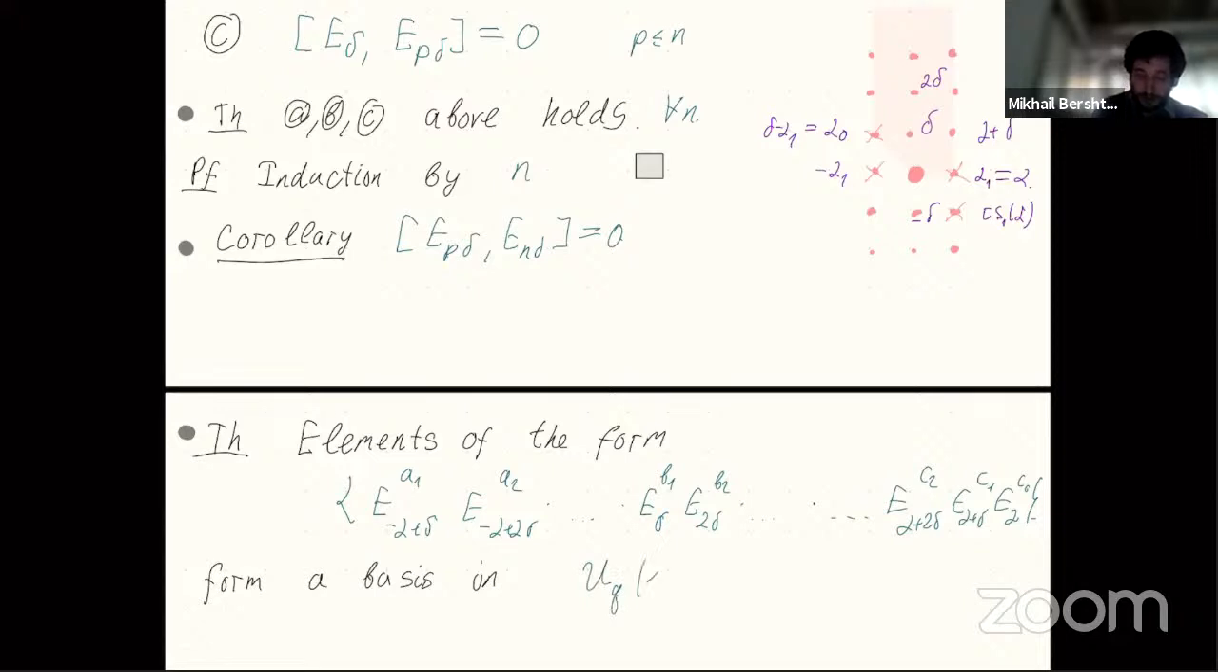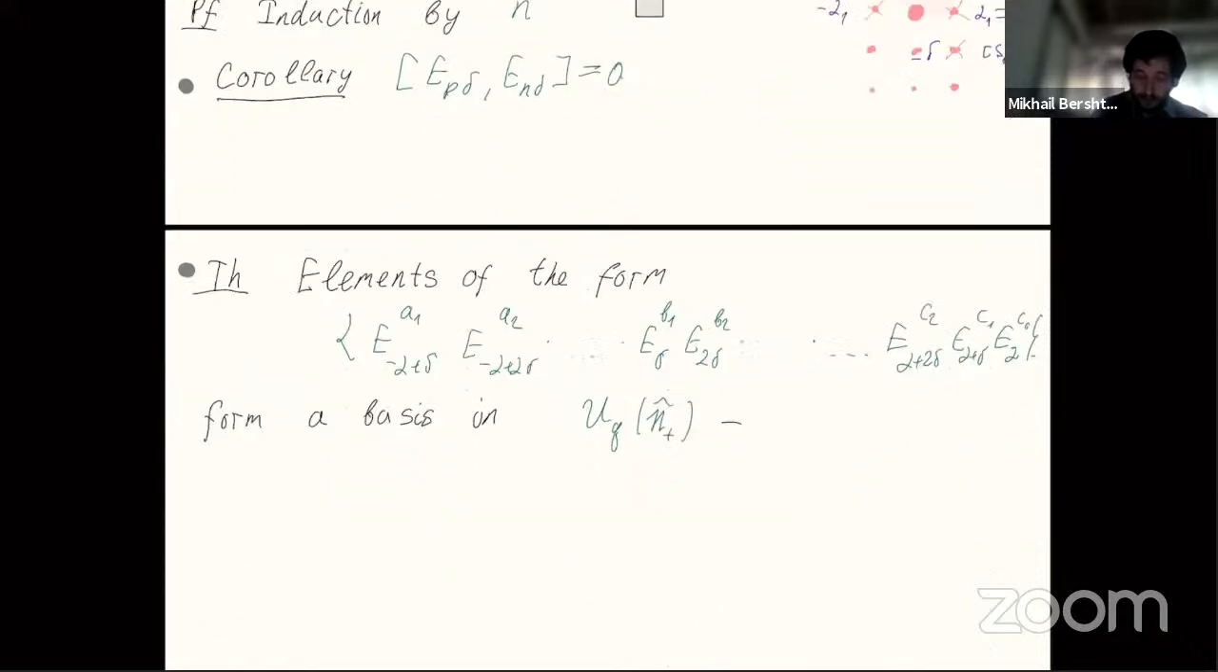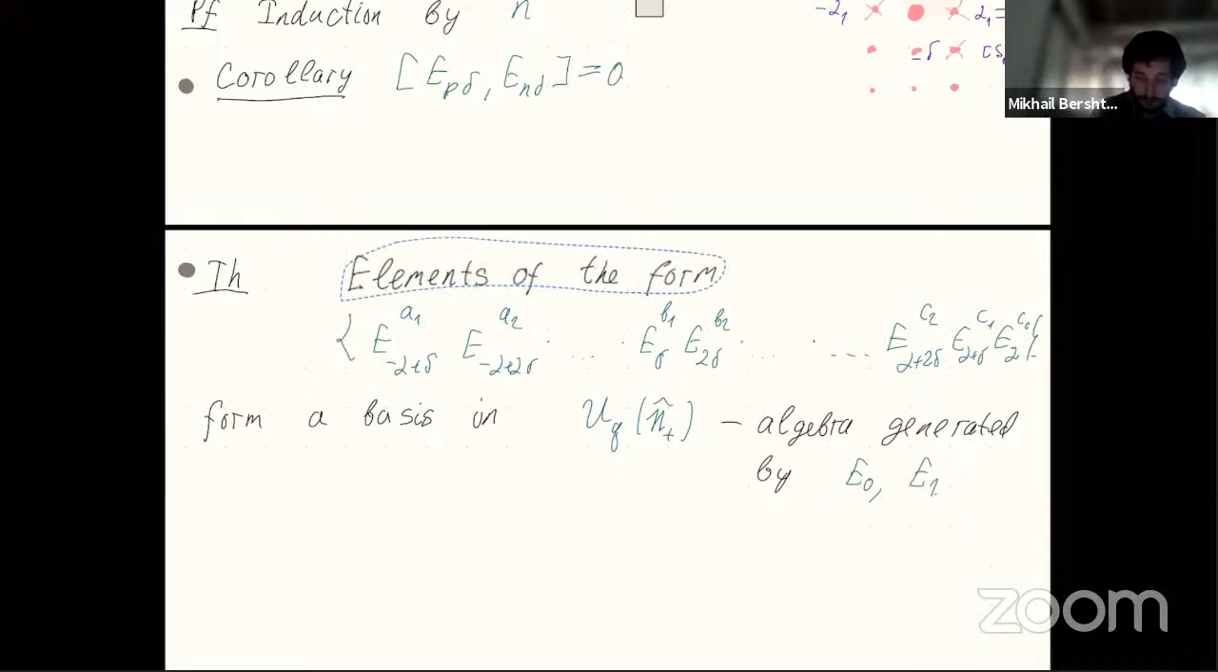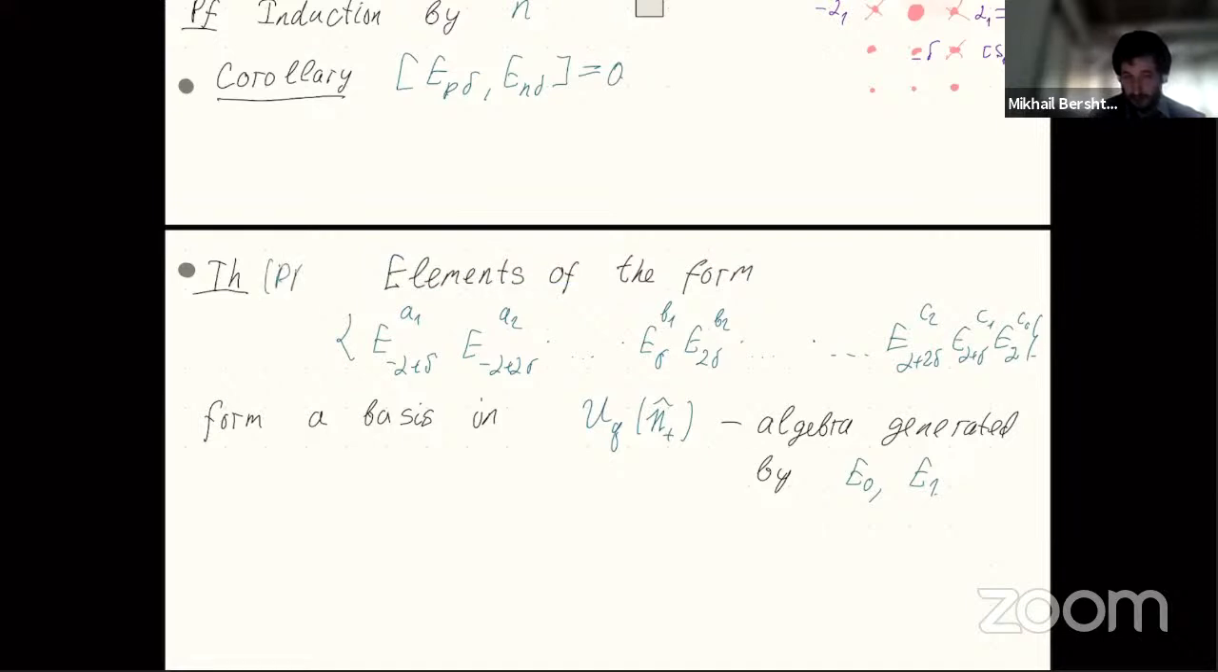So this is an analog of the Poincaré-Birkhoff-Witt theorem for the quantum, at least for half of the quantum affine algebra. But since the triangular decomposition holds for any Kac-Moody algebra, this clearly leads to the PBW theorem for the whole quantum affine algebra. Are there any questions?